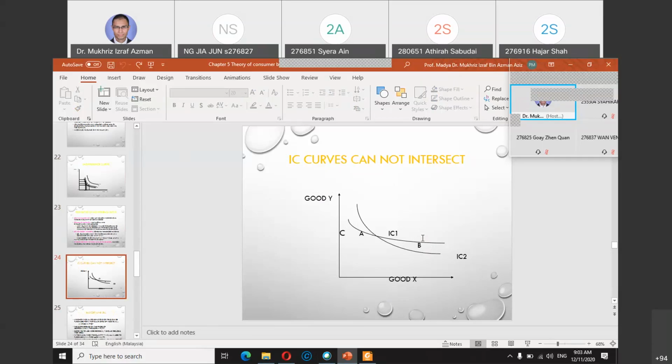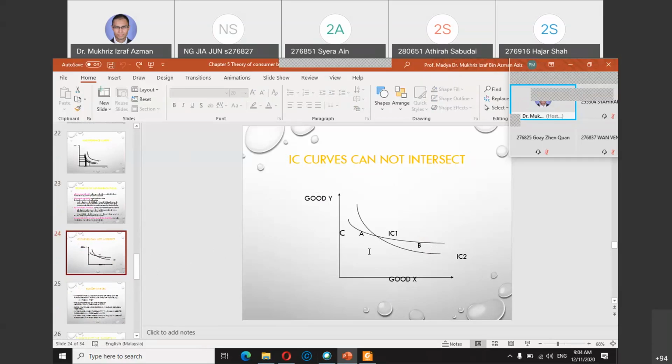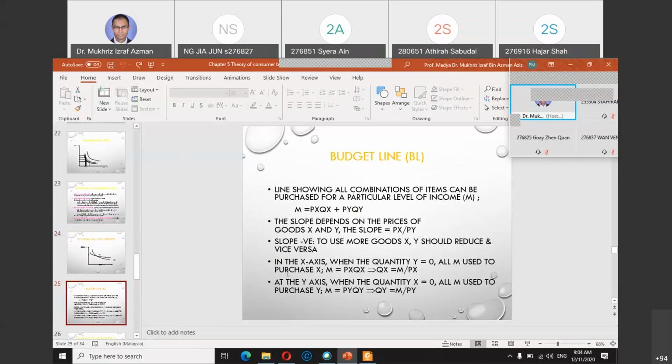But why is it so? It is not clear from this slide, so maybe I will use another slide from the Arnold textbook. But we move to another slide first, because I don't want to spend too much time on this concept. The next slide should be on the budget line.